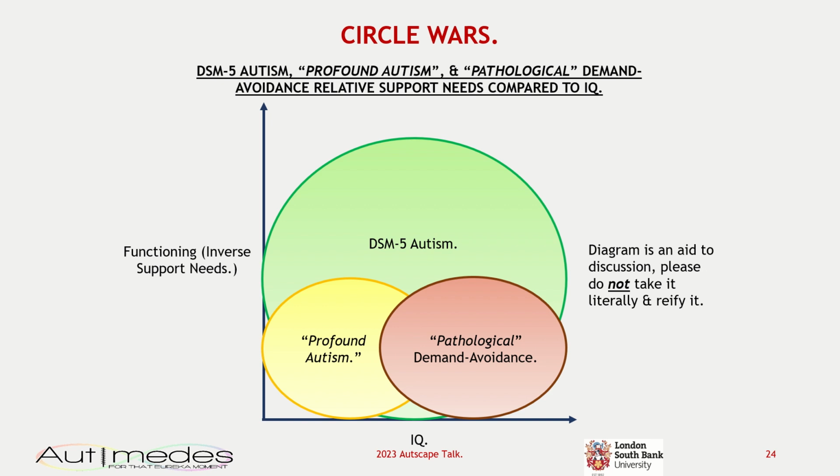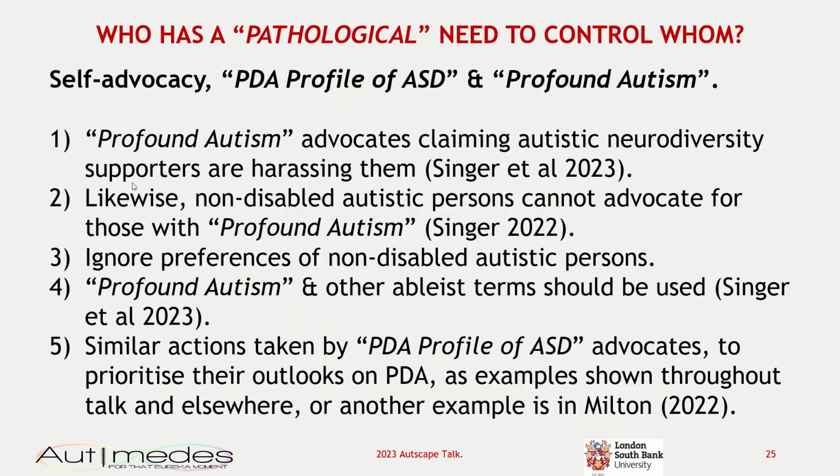So yeah, I'm just going to quickly explain this diagram. It's got functioning, so reverse support needs, on one side, DSM for autism at the back, profound autism top left, bottom left, and PDA down the bottom. And I do quickly say, please do not reify it. It's a bit problematic if you do. It's also a bit of an issue when you compare what's going on with profound autism advocates.